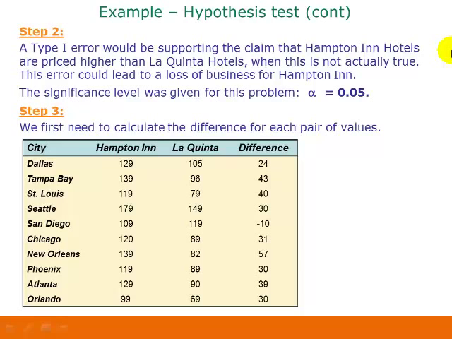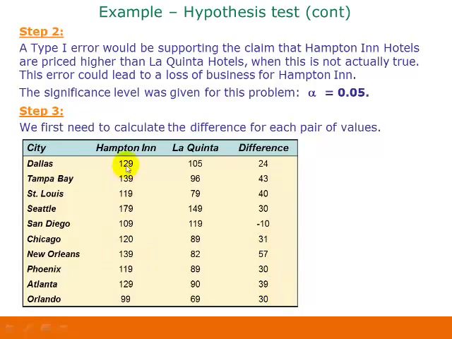The significance level was given for this problem already, and that was alpha equals 0.05. So for step 3, we first need to calculate the difference for each pair of values. So here we have our Hampton Inn minus our La Quinta price, and in each of these we found the difference between the two values.